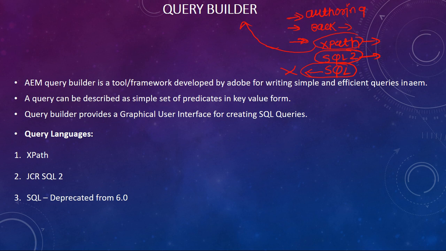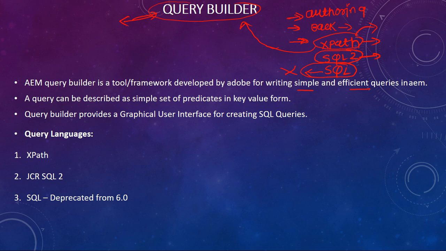Because internally this XPath is used by our query builder. That means the query builder has been developed using XPath, so when you are writing a query builder query, you are writing XPath. So why don't we write the XPath directly? Because it is heavy and difficult compared to the query builder, and the query builder is very simple and efficient for writing queries. That's why it has been converted.